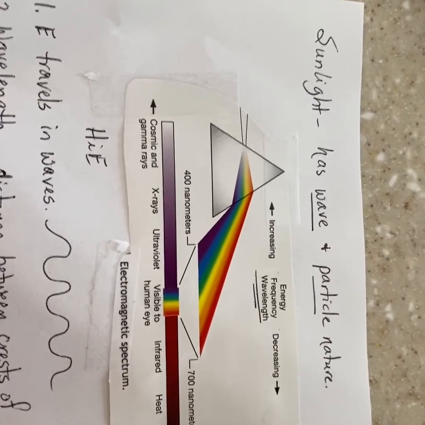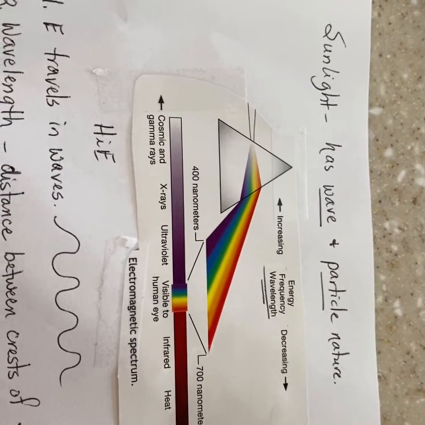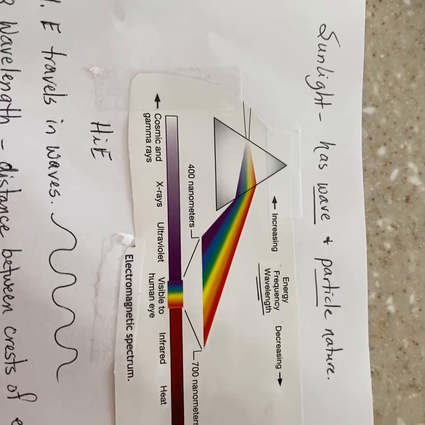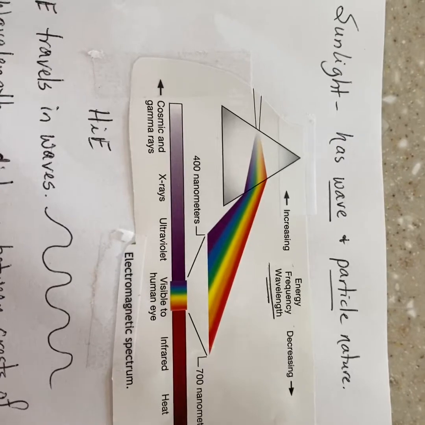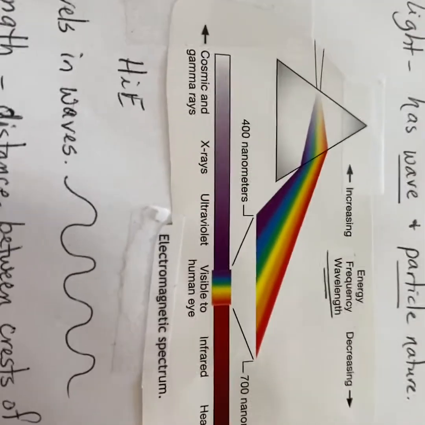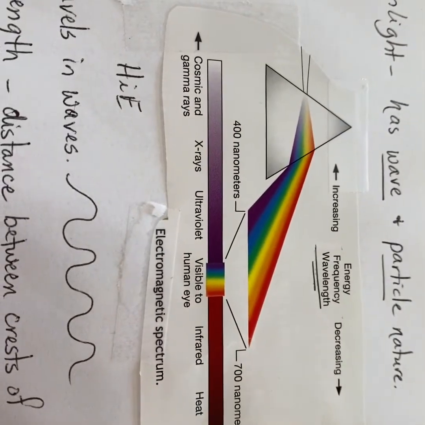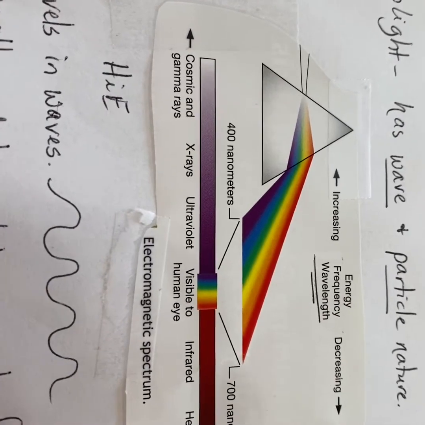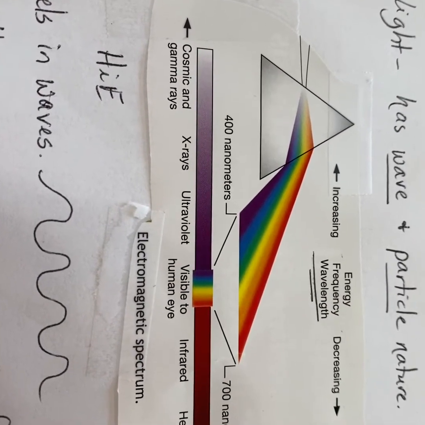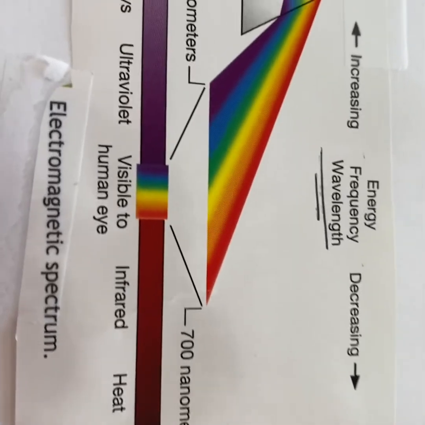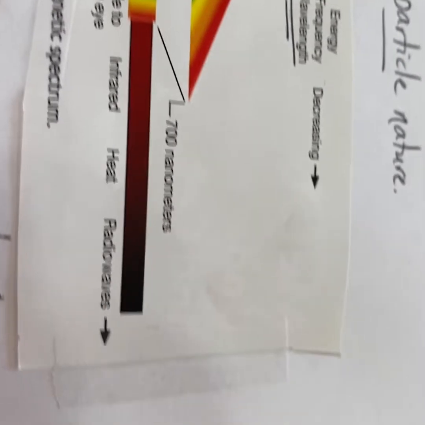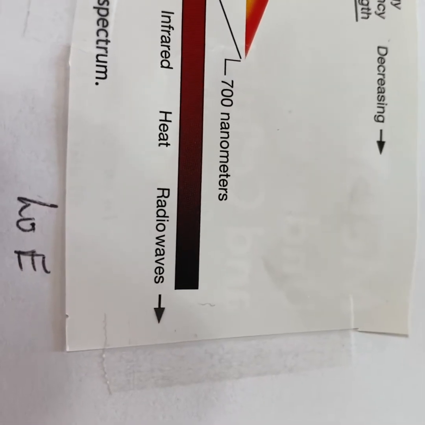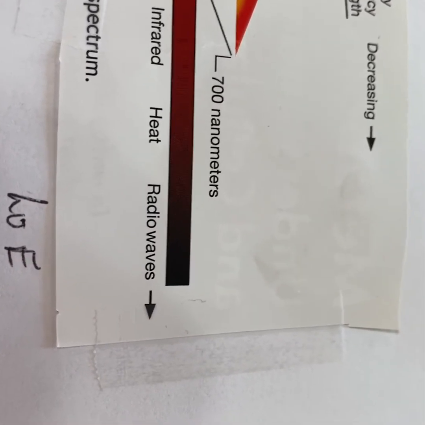Okay, now we're going to diverge just a little bit and talk about some other things that are related to photosynthesis, for example, sunlight. Sunlight has a wave and a particle nature. Notice that if you look at the electromagnetic spectrum, it goes all the way from very high energy cosmic and gamma rays, through the part of light that is visible to our eyes, and then down to the lower in energy, radio waves and heat.